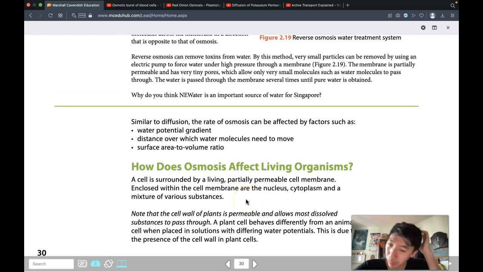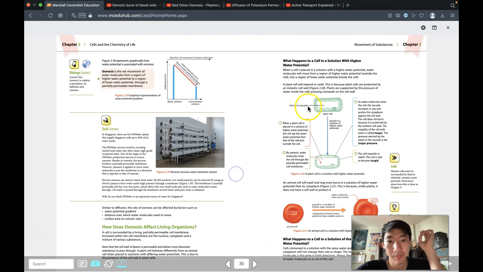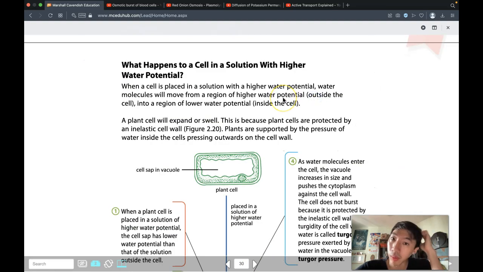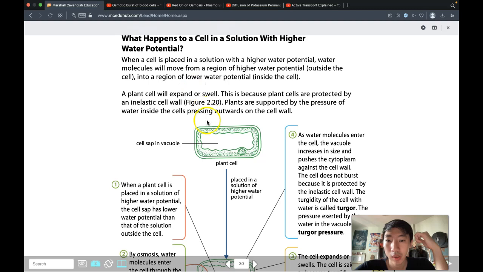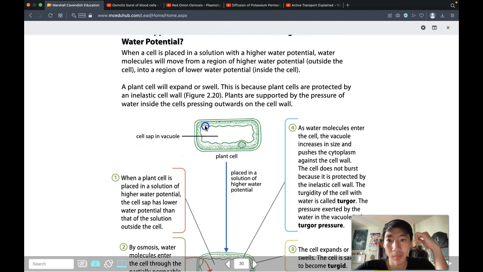Okay, so they just want to remind you that the cell wall of plants is fully permeable, and it will allow most substances to pass through. And this will change the behavior of a plant cell as compared to an animal cell. So let's first talk about what happens to a cell when we put it into a solution with higher water potential. Let's talk about the plant cell first.